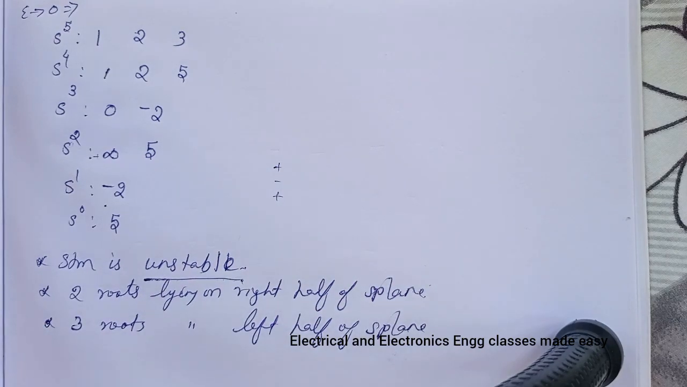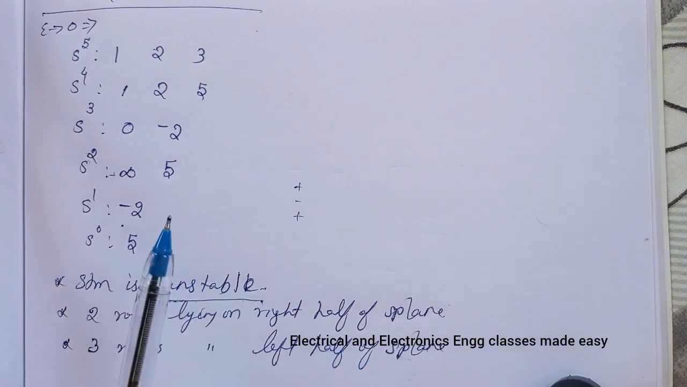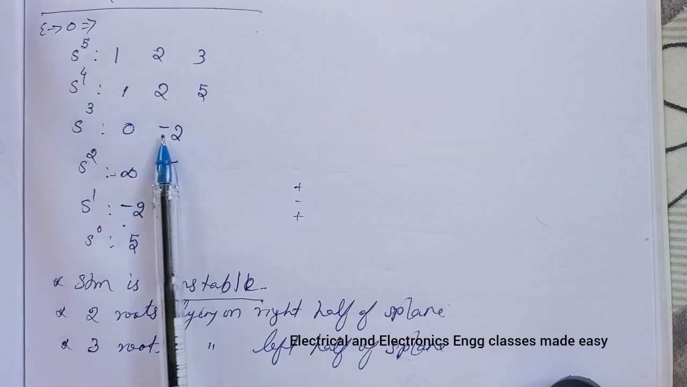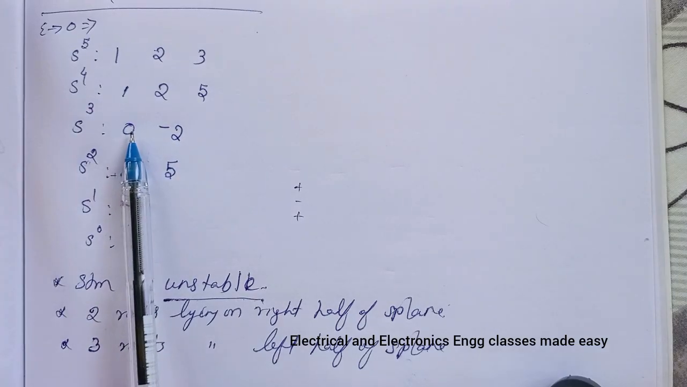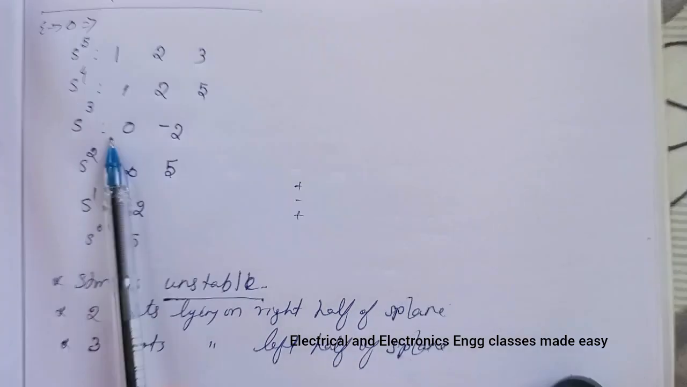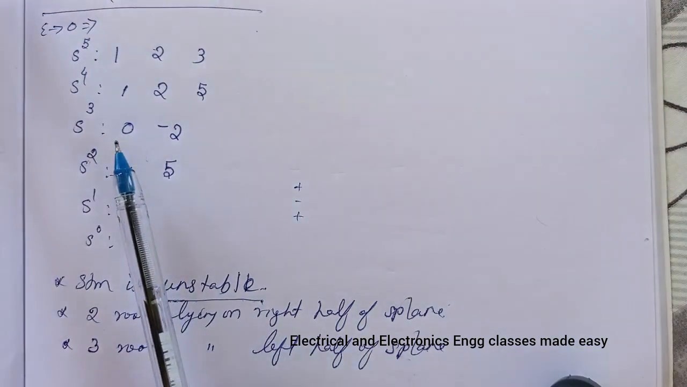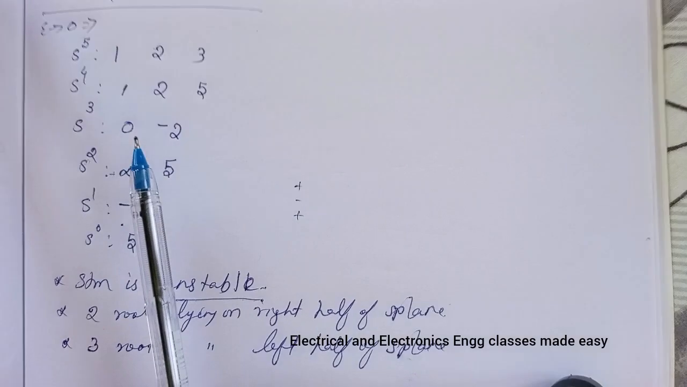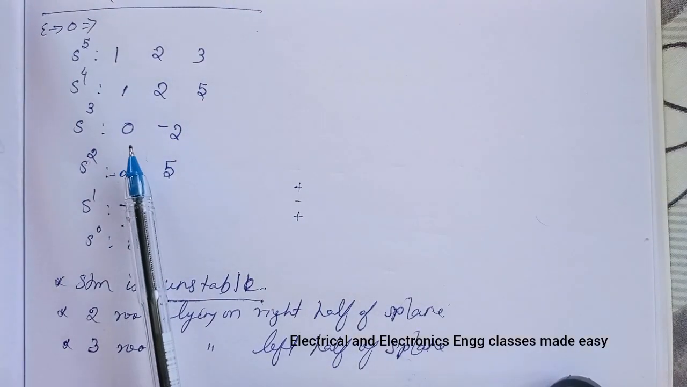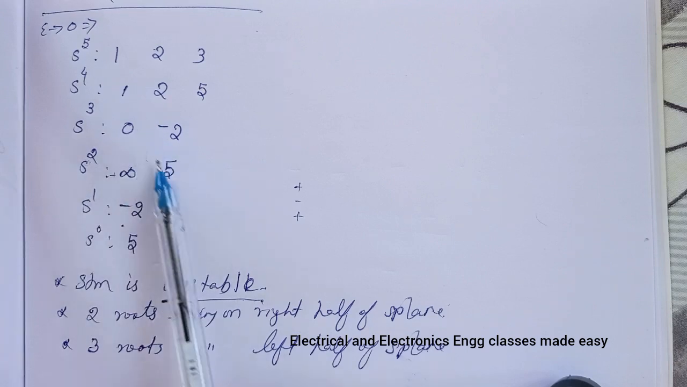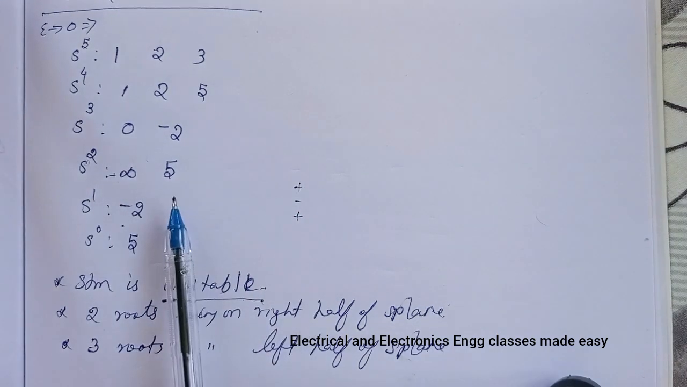So that is about the problems with a row full of 0 and only the first element of a row being 0. That is about the limitedly or marginally stable system and unstable system.